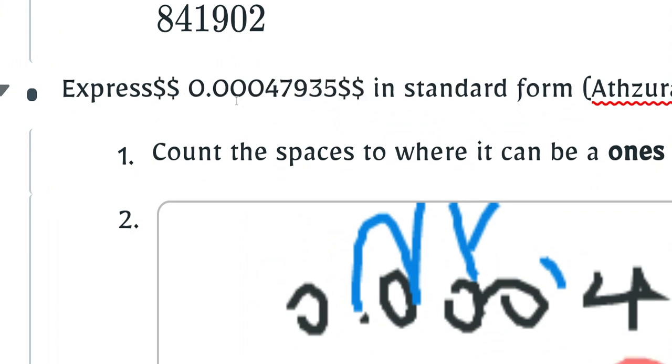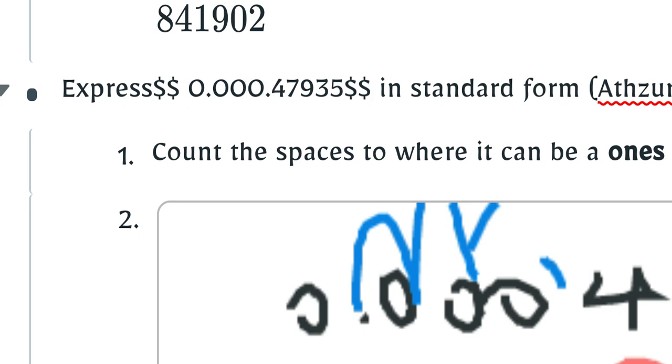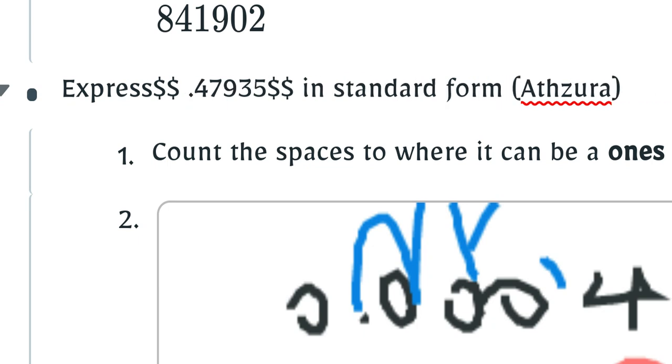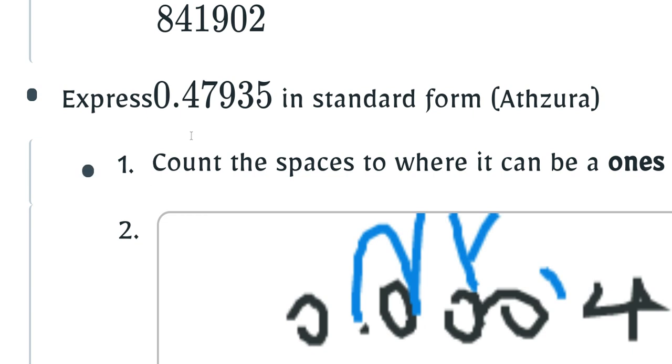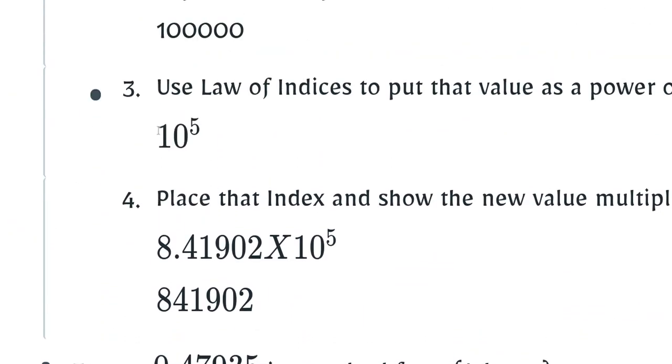If it would be 3, Khalil, here's what you would have. You would have the decimal moving 1, 2, 3. So let me delete all of these zeros. All we would have, Khalil, is this value: 0.47935. But wait, do I have any value as a whole number? Because that's the rule, Khalil. Look at it for me. Let's go back to the first one.